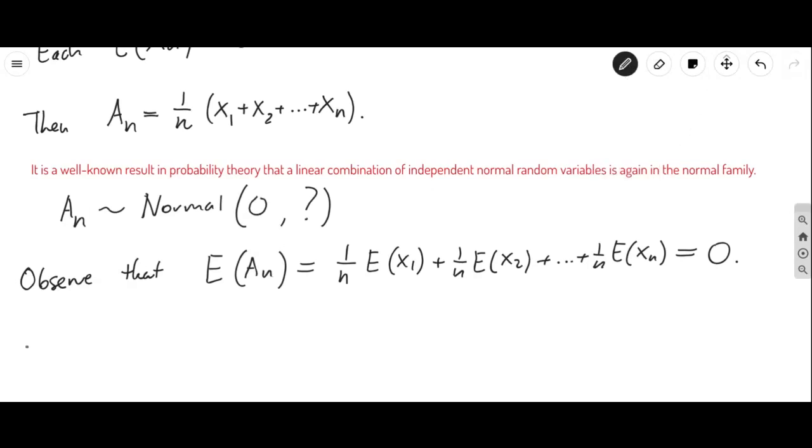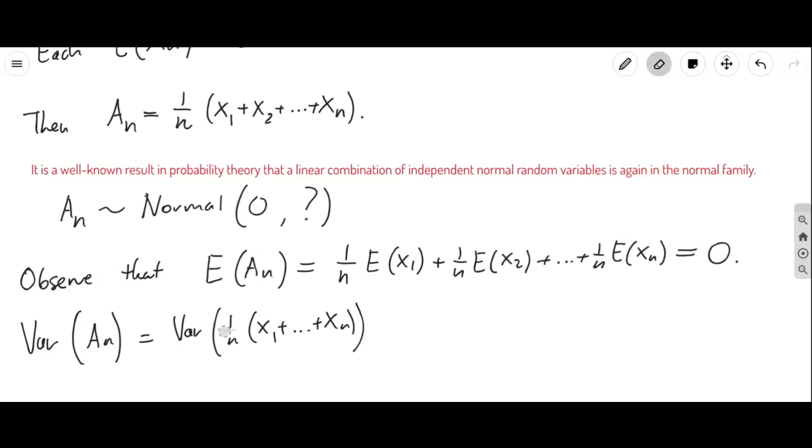Let's find the variance. The variance of an would be the variance of 1 over n times the sum of these. Now I have to use a fact that I never mentioned before because we never needed it: variance is very similar to expectation in that you're allowed to factor out a constant. But with variance, because everything is being squared, when you factor it outside, it will get squared. So this is going to be 1 over n squared, and then you have a variance of a sum.